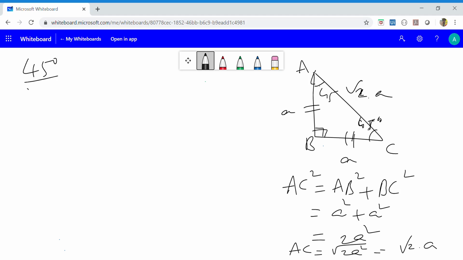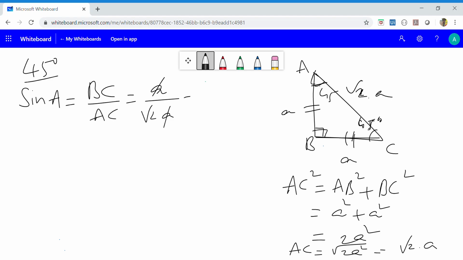Then you can find sine. Sine A or sine C, you can take either, as both angles are equal. Sine A is equal to the opposite side to A, which is BC, by the hypotenuse AC. What is the BC value? A. And what is the AC value? Root 2A. So A gets cancelled and you will get 1 by root 2. This is sin A, which is nothing but sin 45 degrees.